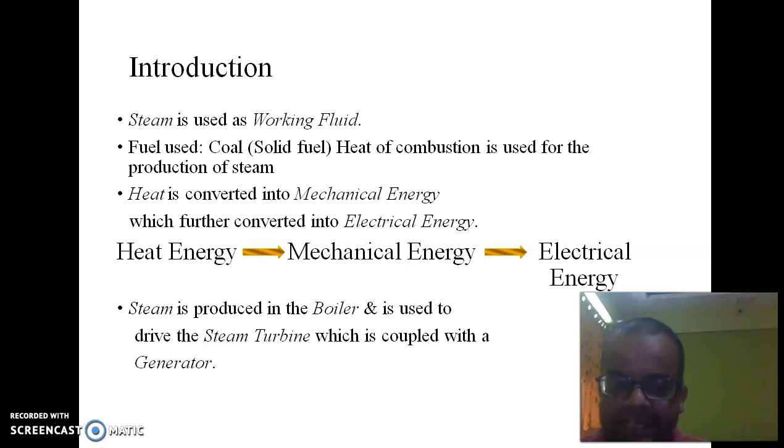Now the heat generated from the burning of the coal is converted into mechanical energy. That heat energy of coal is converted into mechanical energy, and when it impacts a turbine blade, it will be converted into electrical energy. The steam is produced in a boiler, and it is used to drive the steam turbine, which is coupled with the generator.